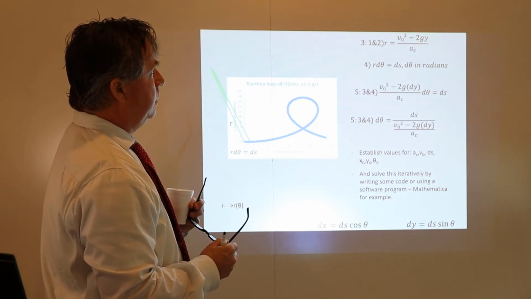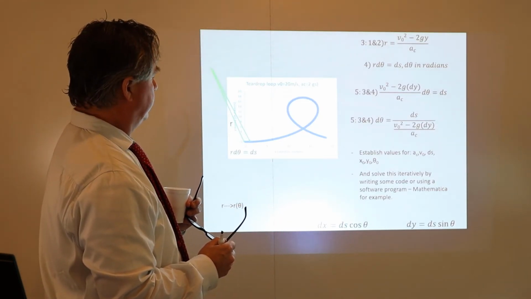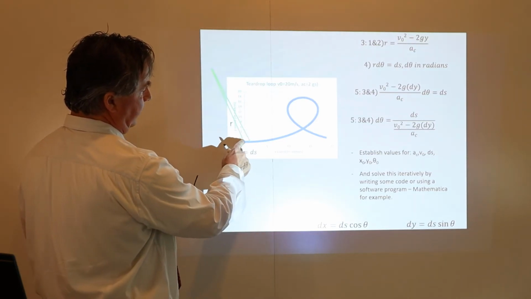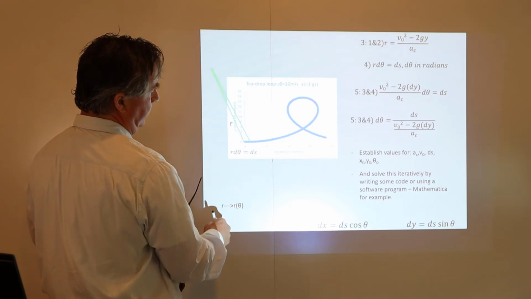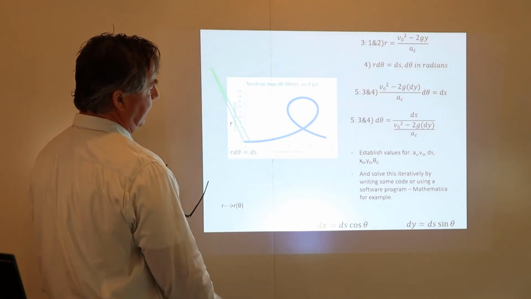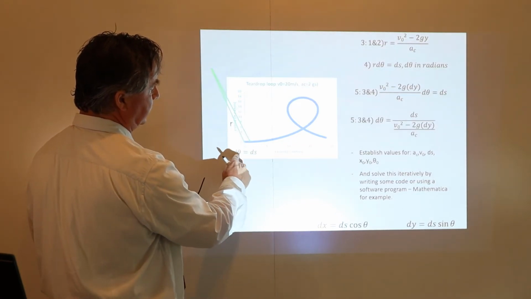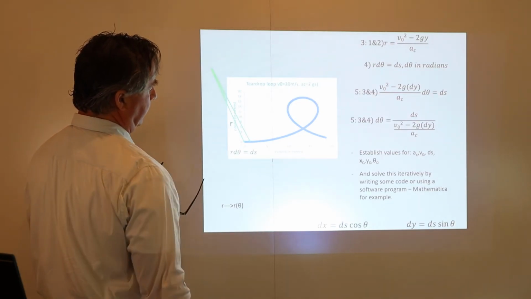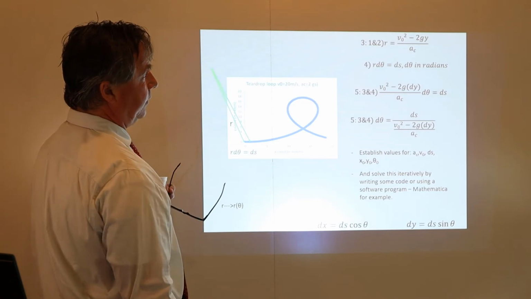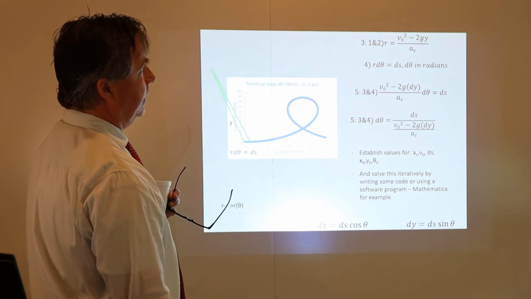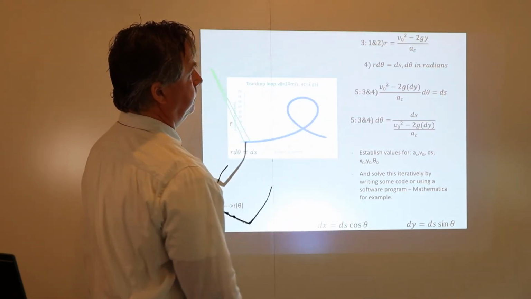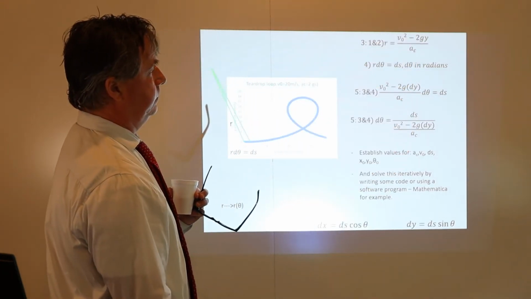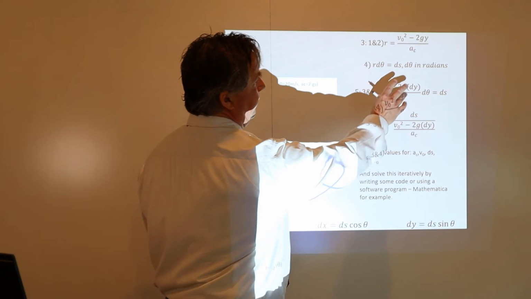For small angular displacement, d theta, this is true. R d theta is equal to ds, and ds is approximately straight for very small change in the angle. And we're assuming here that the angle is in radians. Next, I combine 3 and 4. I substitute this for this, and I get this equation. Divide both sides by this expression.